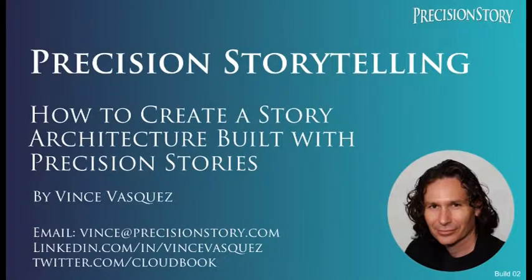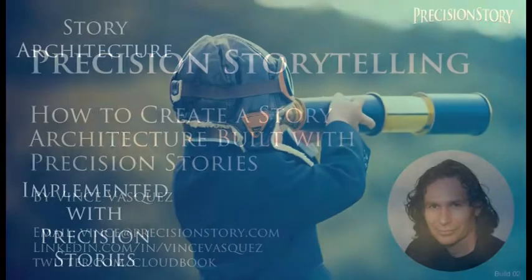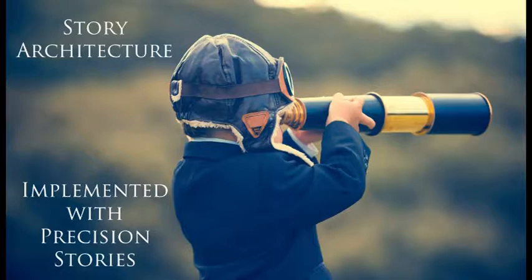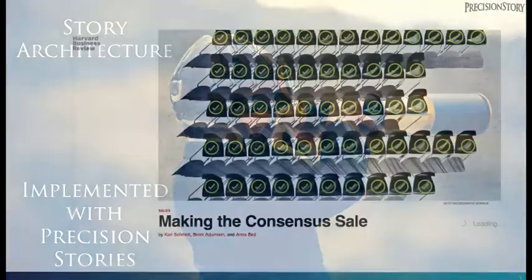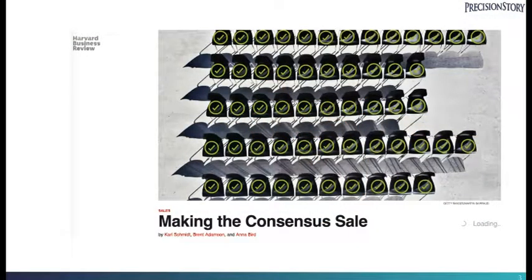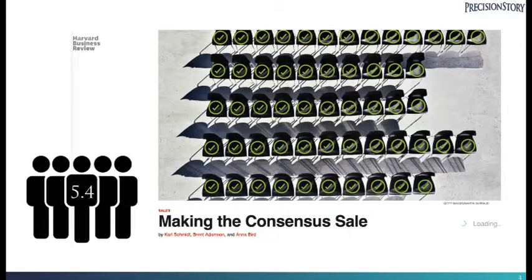In this recording, I'll describe how to create a story architecture built with story modules, or what we call precision stories. But first, let me make the point that C.E.B. Gardner describes today's sales environment as consensus selling, as they discovered that on average 5.4 people are involved in a typical B2B purchase decision. These 5.4 people need to be educated on what you have to offer, and although they most likely come from a diverse set of functional areas, they are asking four fundamental questions.